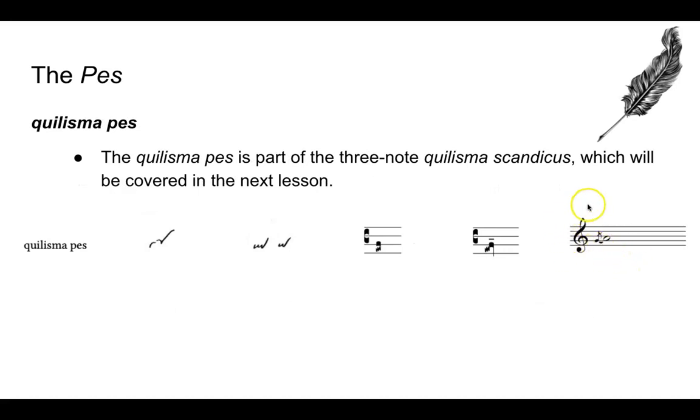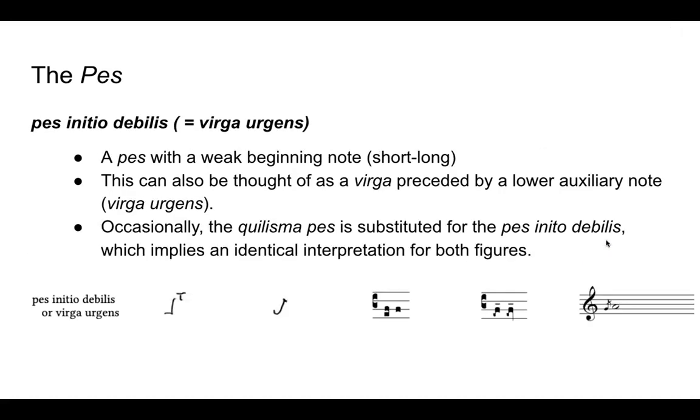And so now it's time to go back actually to the quilismapes. I asked you to look at this modern notation representation of the quilismapes with a short note followed by a long note. And you see that in fact, the modern notation representation of the pes initio debilis is identical. So just like we talked about, the quilismapes is really identical to the virga urgens and the pes initio debilis.